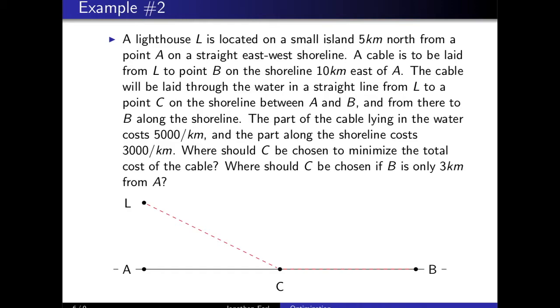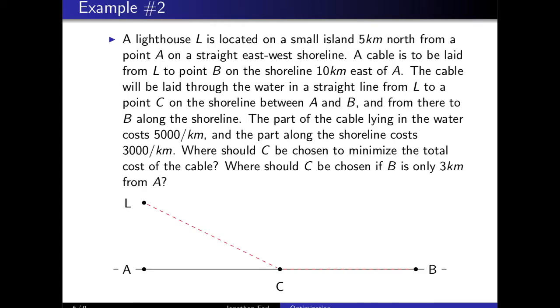Okay, for our next example, we have a lighthouse that's going to be located on an island 5 kilometers north from a point A on an east-west shoreline. We're going to have some cable laid from L to a point B on the shoreline that is 10 kilometers to the east of A. Our cable is going to go through the water in a straight line from L to some point C on the shoreline, and then from that point on the shoreline over to B.